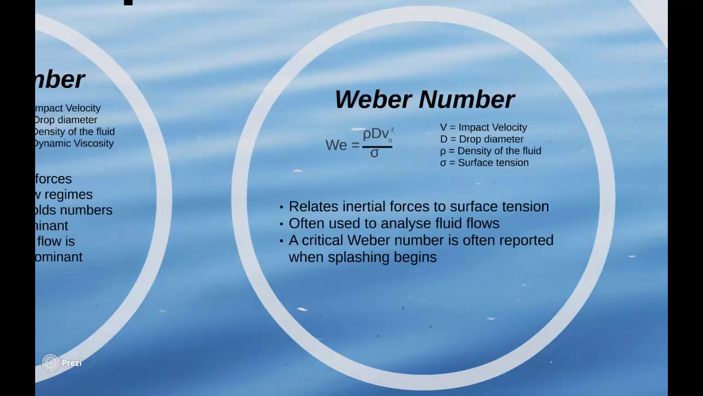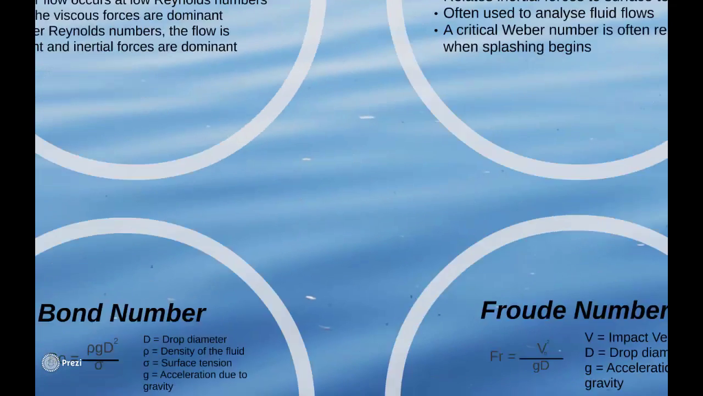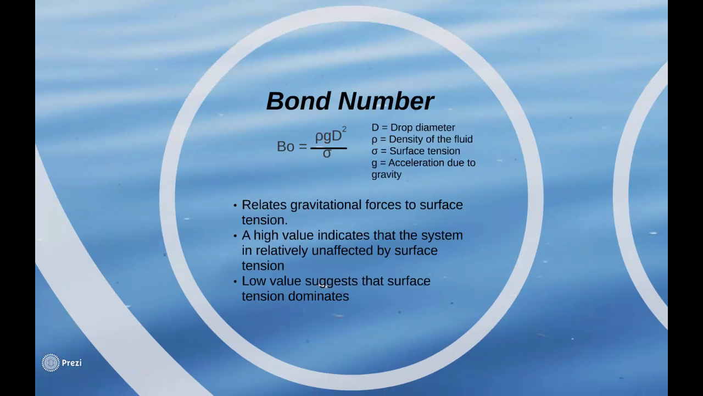The Weber number relates inertial forces to surface tension. It is often used to analyze fluid flows. A critical Weber number is often reported when splashing begins. The Bond number relates gravitational forces to surface tension. A high value indicates that the system is relatively unaffected by surface tension, while a low value suggests that surface tension dominates.